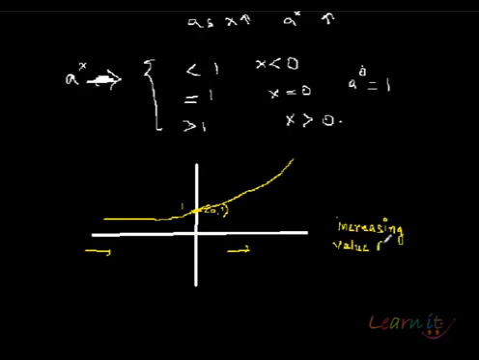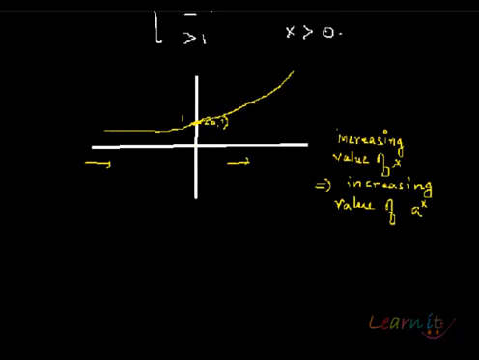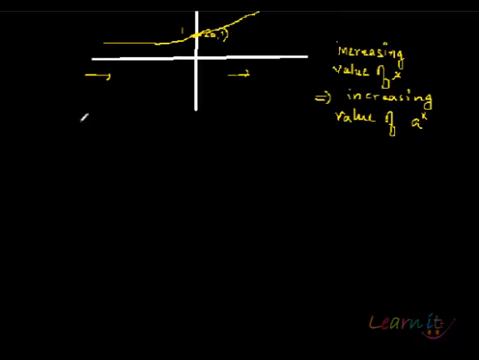It will touch the axis at (0, 1) because when x is 0, y is 1. Now, this will increase. For increasing value of x, you will have increasing value of a to the power x. I mean, we can look at some numbers for that matter. You can imagine some numbers.